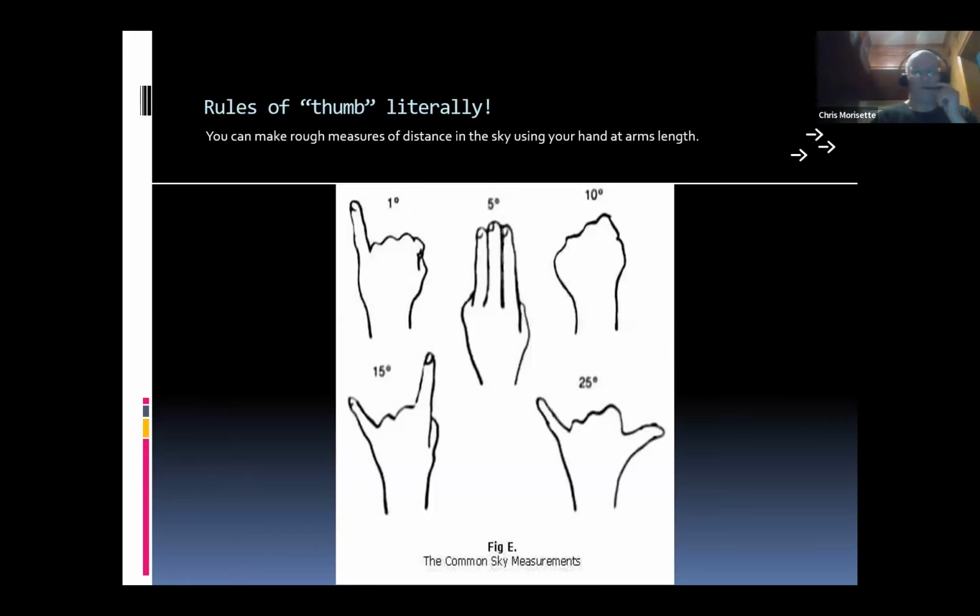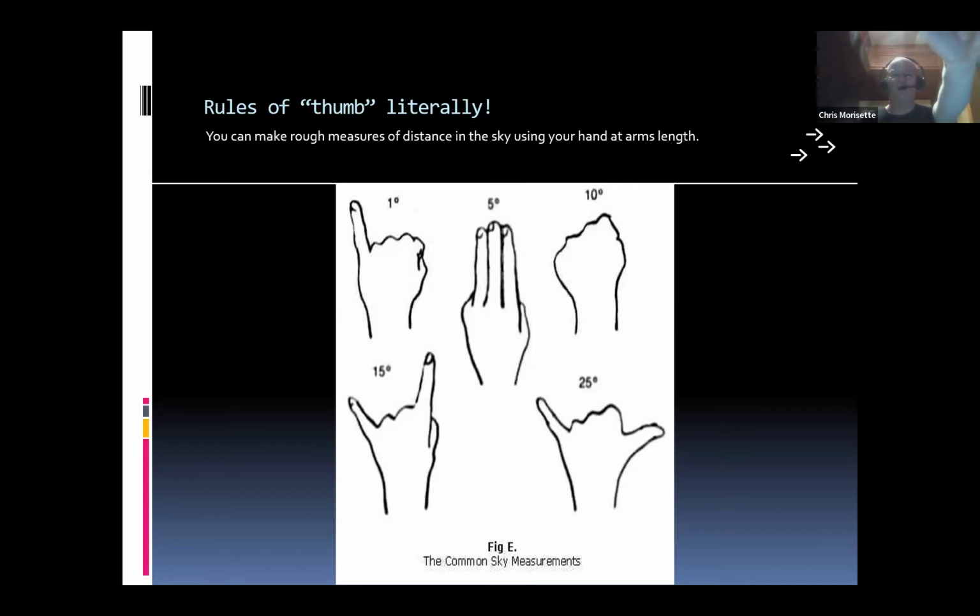One last thing I wanted to leave you with here on the methods and resources is just a simple way that you can measure distances on your own while you're out under the stars. So if you put your hand at arm's length and you put up a pinky and you look at the width of that pinky, that measures 1 degree. 3 fingers will be 5 degrees. This will be 10 degrees. Hook 'em horns will be 15, and then pinky to thumb is going to be 25.